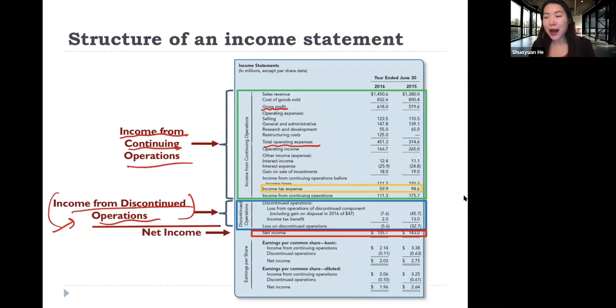But if the firm has discontinued operation, they must report it separately from income from continuing operations. And then here is net income. And after that, that's the EPS disclosure.